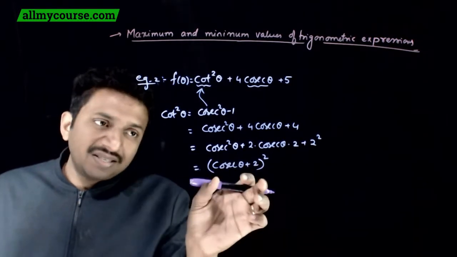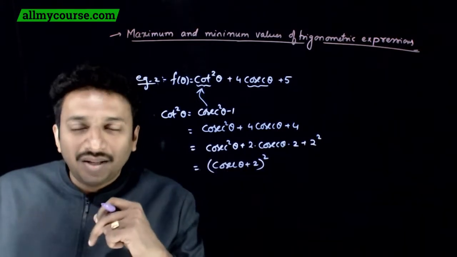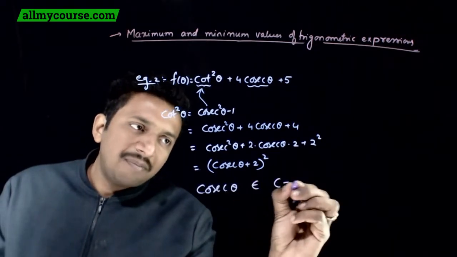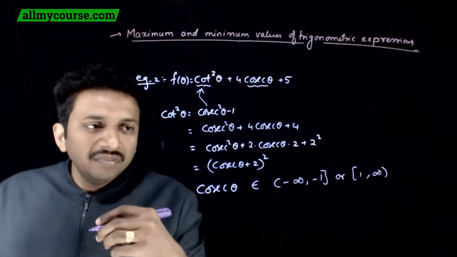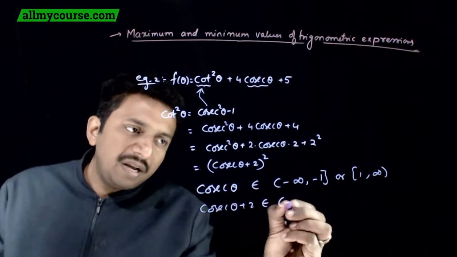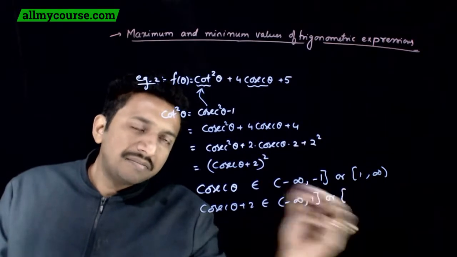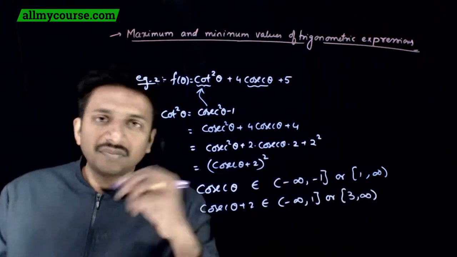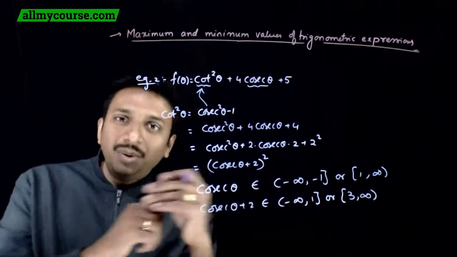Now what we observe first are the values of cosecant theta plus 2, and then we'll square it and see where the numbers lie. So we know that cosecant theta belongs to either minus infinity to minus 1 or 1 to infinity. So cosecant theta plus 2 belongs to, minus infinity plus 2 is minus infinity, minus 1 plus 2 is 1, or 1 plus 2 is 3 and infinity plus 2 is infinity. That means cosecant theta plus 2 will either lie between minus infinity to 1 or 3 to infinity.